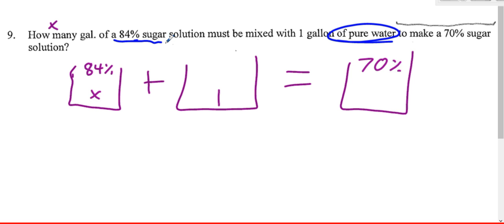Typically, pure water isn't going to have any sugar in it, because then it wouldn't be pure. So, it's 0%. If it had sugar in it, it would be sugar water. And then the other part about this, you could call this Y and make two equations. I think it's actually a little bit easier to know that if you've got a gallon and you add X more gallons to it, you're going to end with X plus 1.